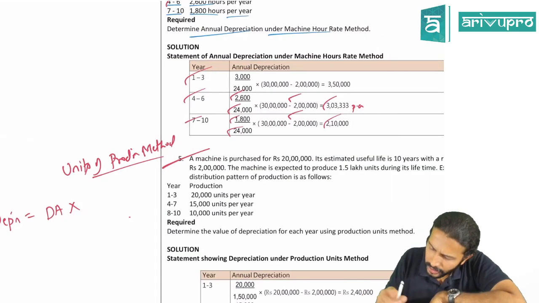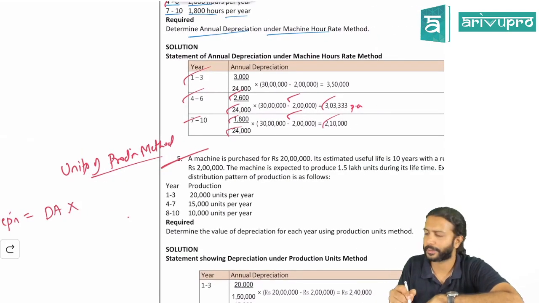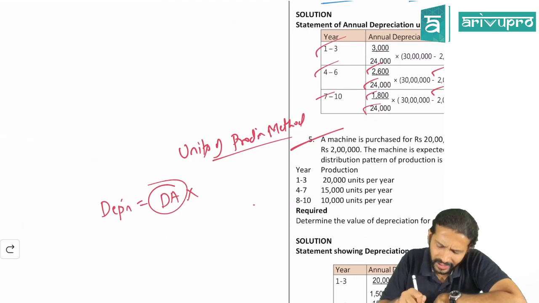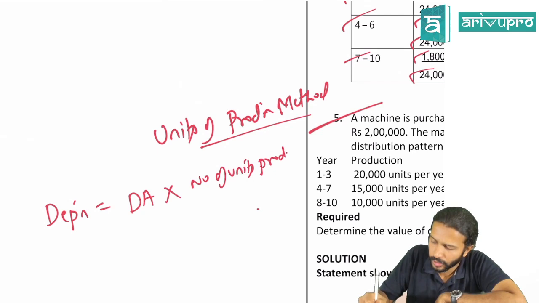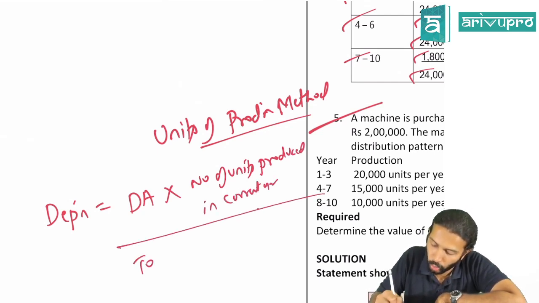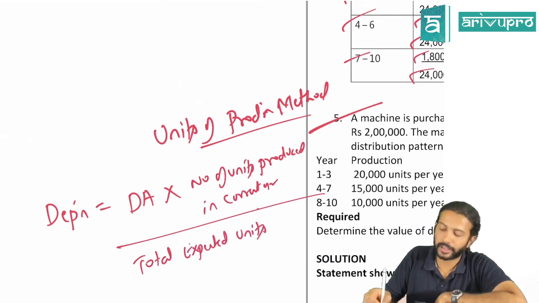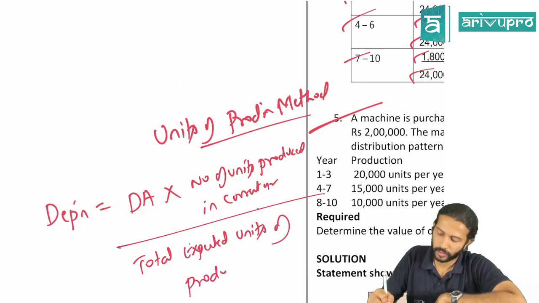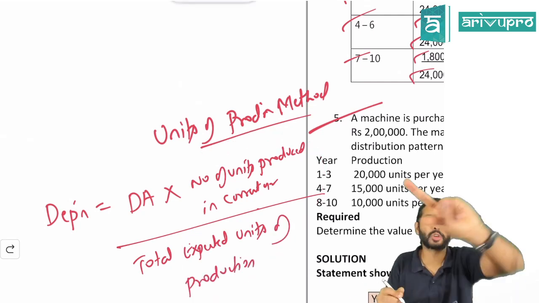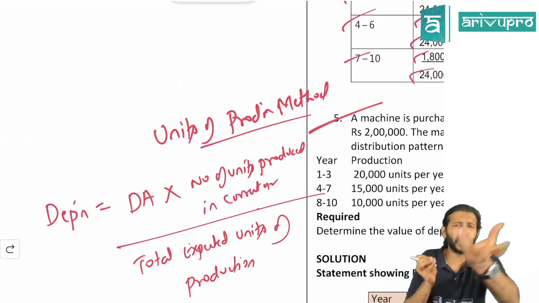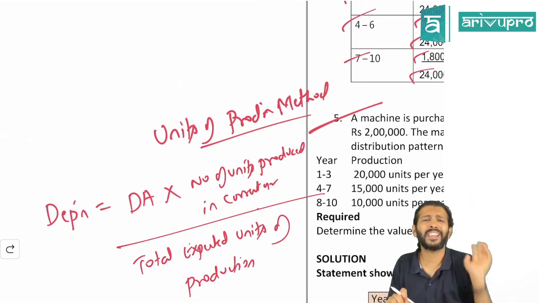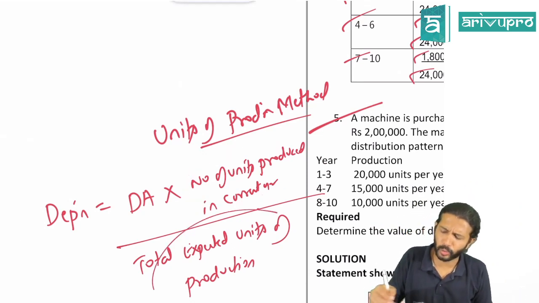Yes. There is another method known as units of production method. How that works is, take the same DA multiplied by the number of units produced in the current year, divided by total expected units of production. Same. Instead of hours, substitute with units. It becomes units of production method. Because you will use the machinery to produce the goods, sir. Same funda. Instead of hours, substitute with units, you will get it.